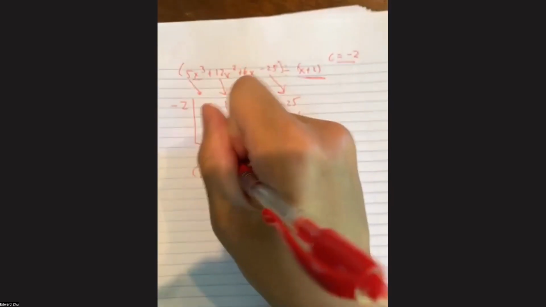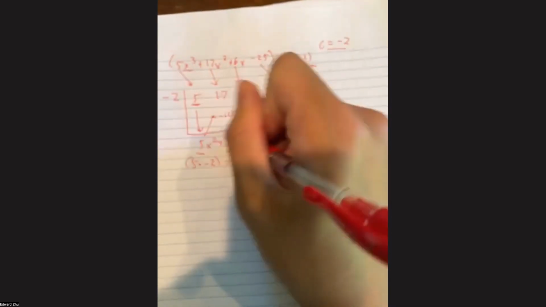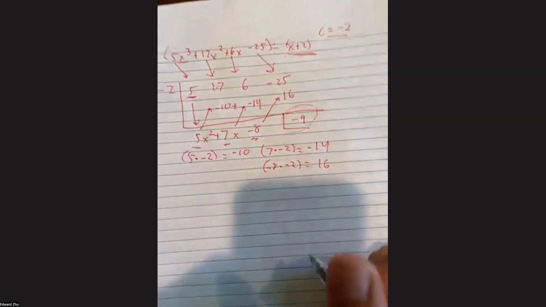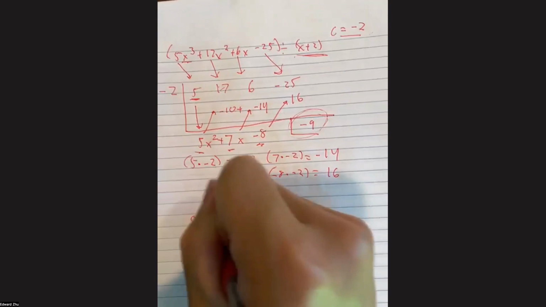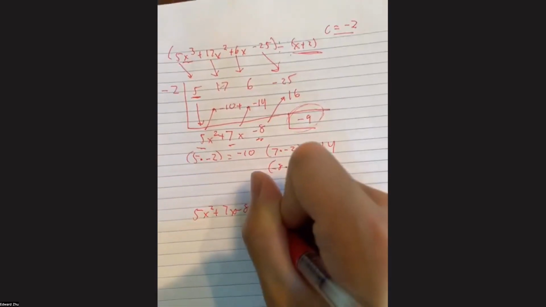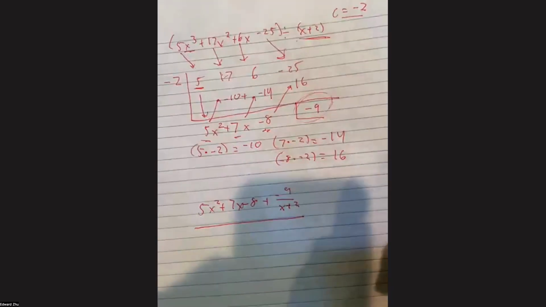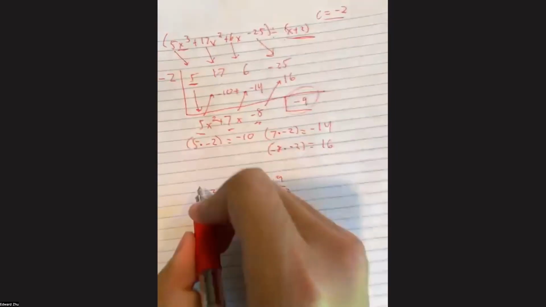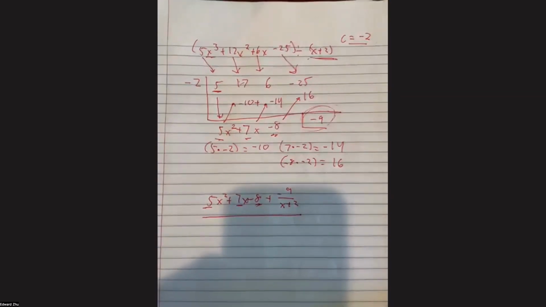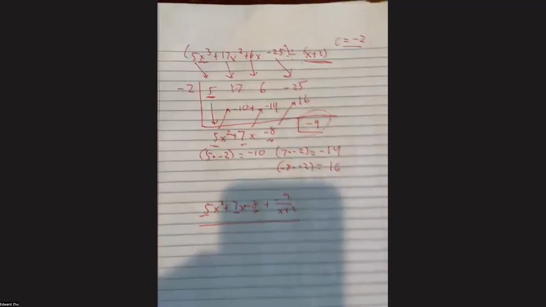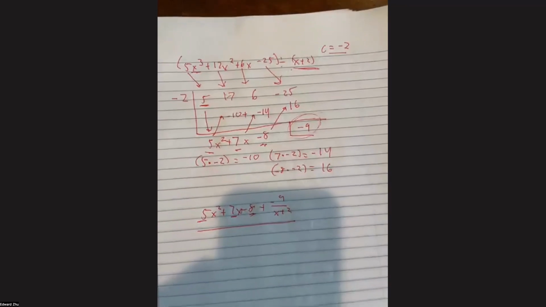So their answer will be 1 less than that. It would be 5x squared plus 7x minus 8 with a remainder of -9. So your final answer would be 5x squared plus 7x minus 8 plus -9 over x plus 2, right? And that would be our final answer. So these numbers that you move down here are all the first number in each part of the polynomial. Do you guys kind of understand it? If there's any part that's unclear, you can just type it in the chat box and I'd be happy to explain it again.